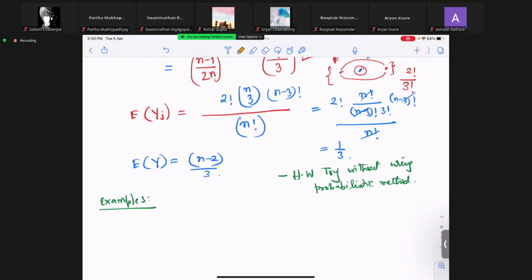So another definition. For a permutation pi, so pi is a permutation.